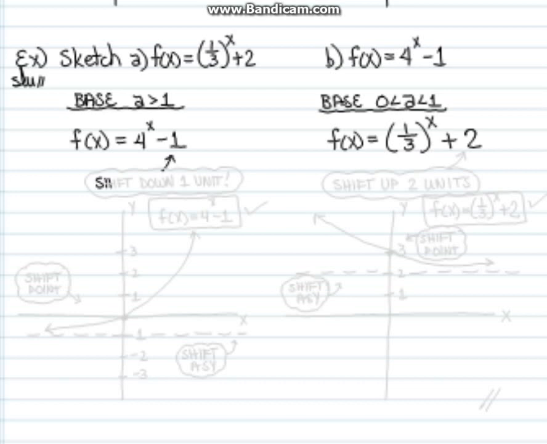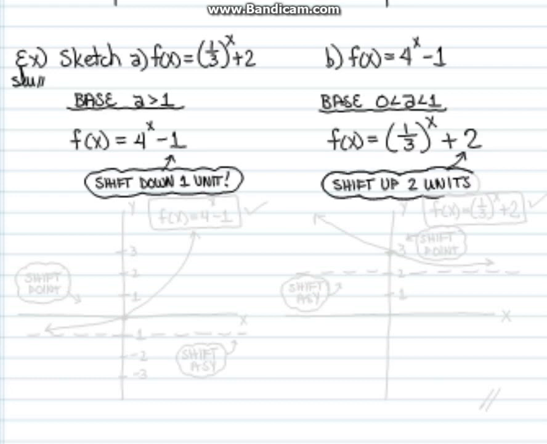Okay, so let's look at what type of variation we have for each of these graphs. For the first graph that we have listed, where we're subtracting 1, that means we're going to shift the basic graph 1 unit down. And for the other function, we're adding 2 at the end. That means we're going to shift our basic graph up 2 units.